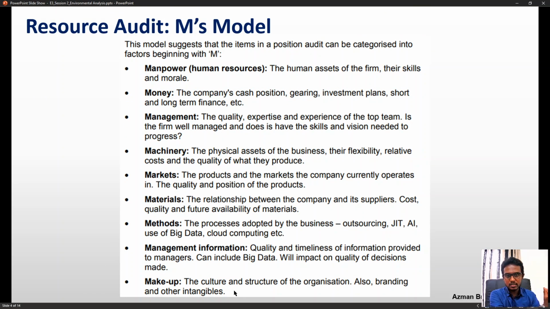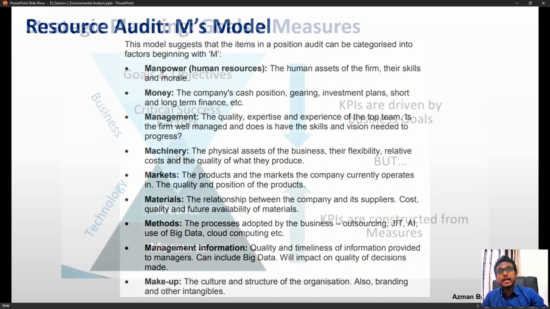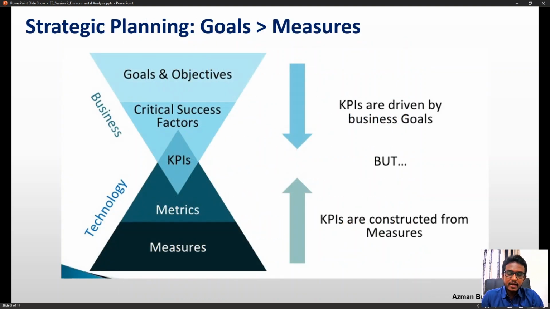So the EMS model basically proposes that the resources of an organization can be classified into words beginning with M, such as manpower, money, management, machinery, markets, materials, methods, management information and makeup. Okay, so this is one perspective. Basically this is like a word play. If you remember some of these M's, you're basically remembering some of the aspects of analyzing the resources that are at your disposal.